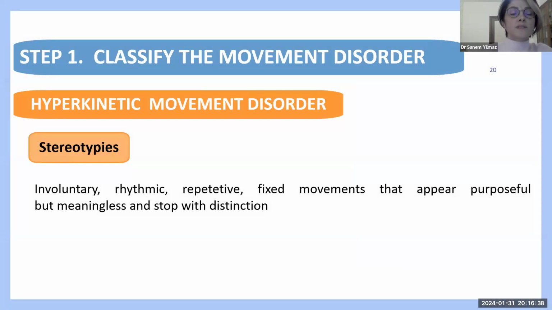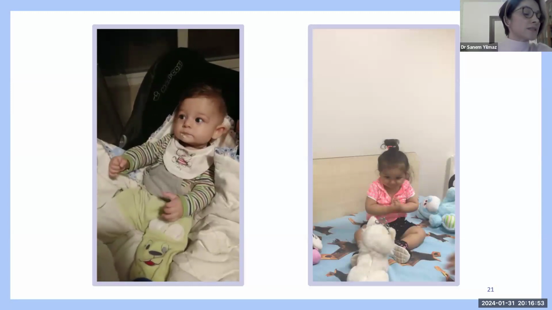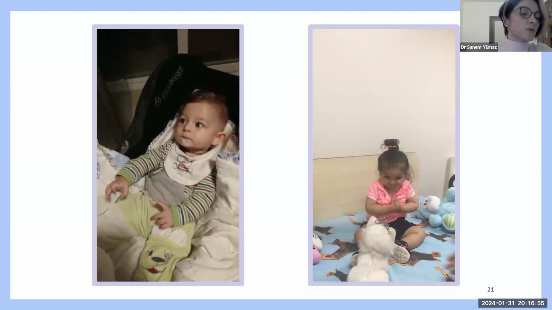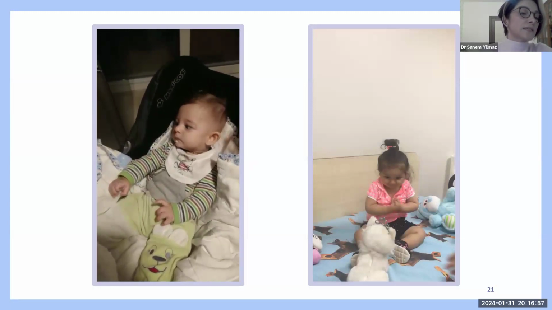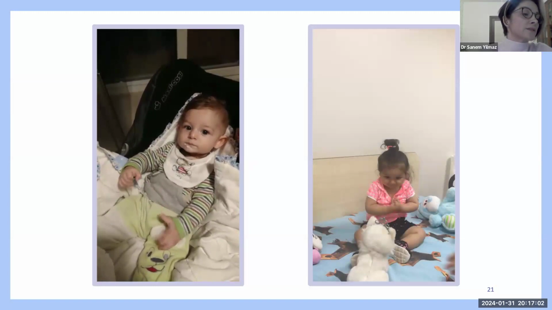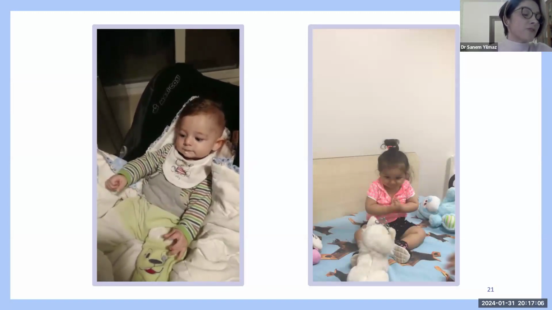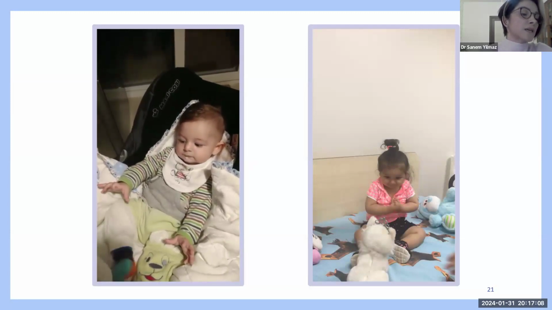And the other movement disorder seen in childhood is stereotypies, and they are defined as involuntary, rhythmic, repetitive movements that appear purposeful but meaningless and stop with distraction. And we know that stereotypies alone have no prognostic value, and this is a case with no health problems. She displays stereotypic movements while being fed by her mother.